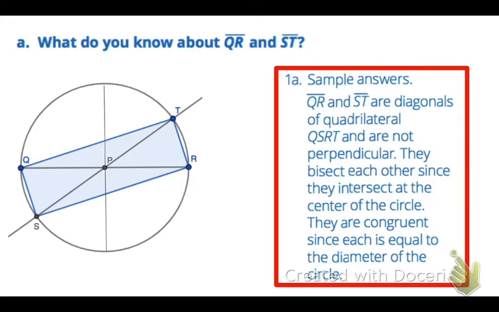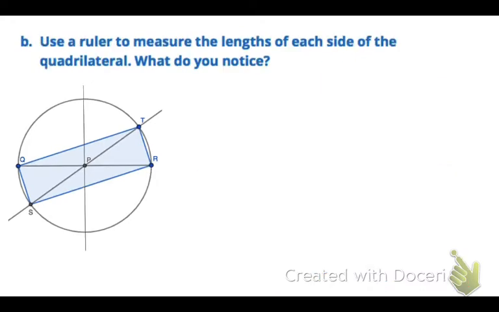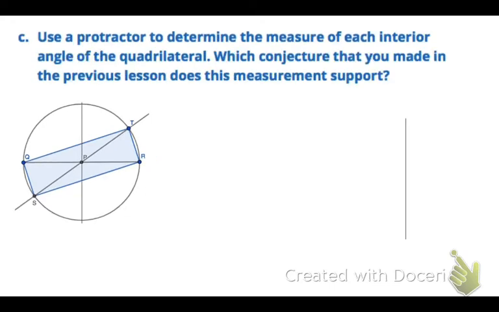I've said the rest of these here, so make sure we write these down. Alright, you're going to take a ruler and measure the lengths of the sides of your quadrilateral, and you're going to tell me what you notice on this one as well. What do you notice is going on with the lengths of the sides of each of them? Next, you're going to use a protractor to determine the measures of each interior angle of this quadrilateral.